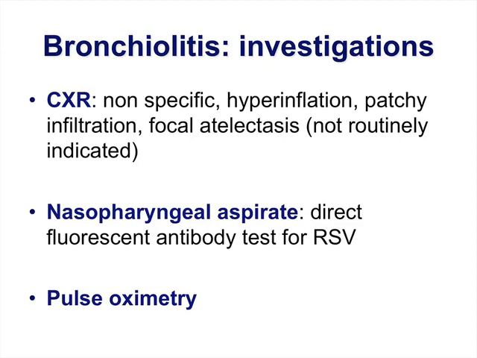Chest X-ray is often non-specific. It may show hyperinflation, patchy infiltration, or focal atelectasis, but it's not routinely indicated. A nasopharyngeal aspirate is normally done, and this is to test for RSV. This would be done in those that were hospitalised, but bronchiolitis is often just managed at home. Pulse oximetry is also indicated to check for hypoxia.